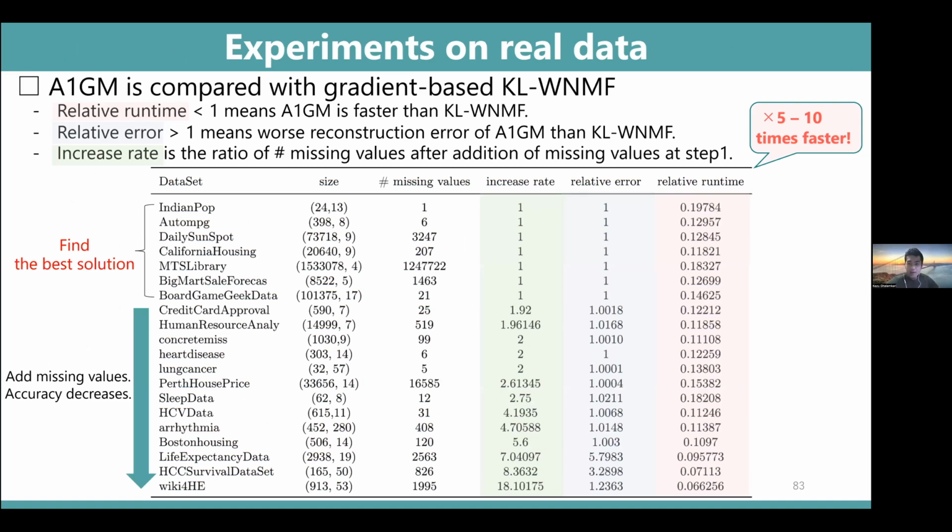Okay, so we examined the performance of the proposed method on real data sets with missing values. The baseline is KL-weighted NMF, which is based on a gradient method. As you can see in the final column, the proposed method is always much faster than the baseline. When the increase rate is 1, we do not have to add missing values. Thus, the obtained solution is guaranteed to be a global optimal solution. When the increase rate becomes large, since we add missing values, the reconstruction error becomes worse.